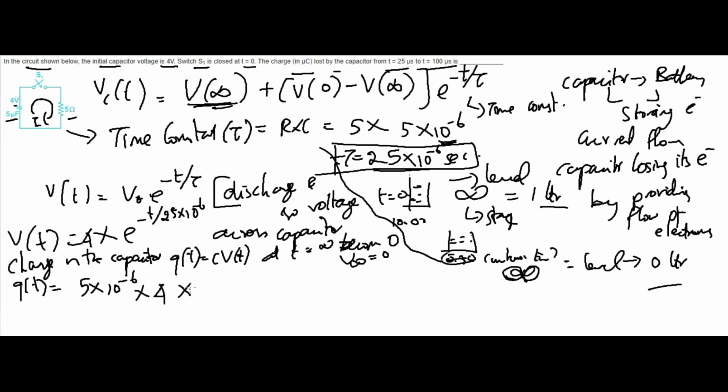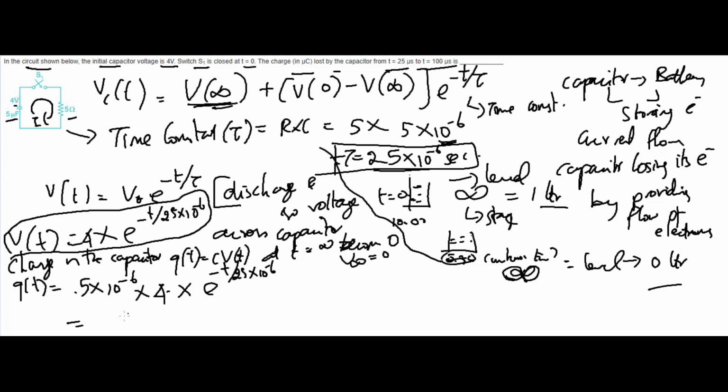And then afterwards into V, already given: 4 into e to the power. So this is V of t. Directly you can write here C into V of t. So C is 5 into V of t, which is 4 into e power minus t divided by 25 into 10 to the power minus 6.